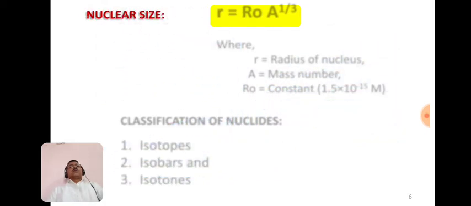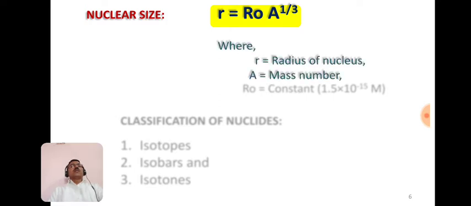Now the important term is nuclear size, and it is nothing but the radius of the nucleus, and it is calculated using this formula. The small r indicates the radius of the nucleus, and it is equal to r0 A raised to 1 by 3, where r is the radius of the nucleus, capital A is the mass number, and r0 is a constant, and its value is 1.5 into 10 raised to minus 15 meter.